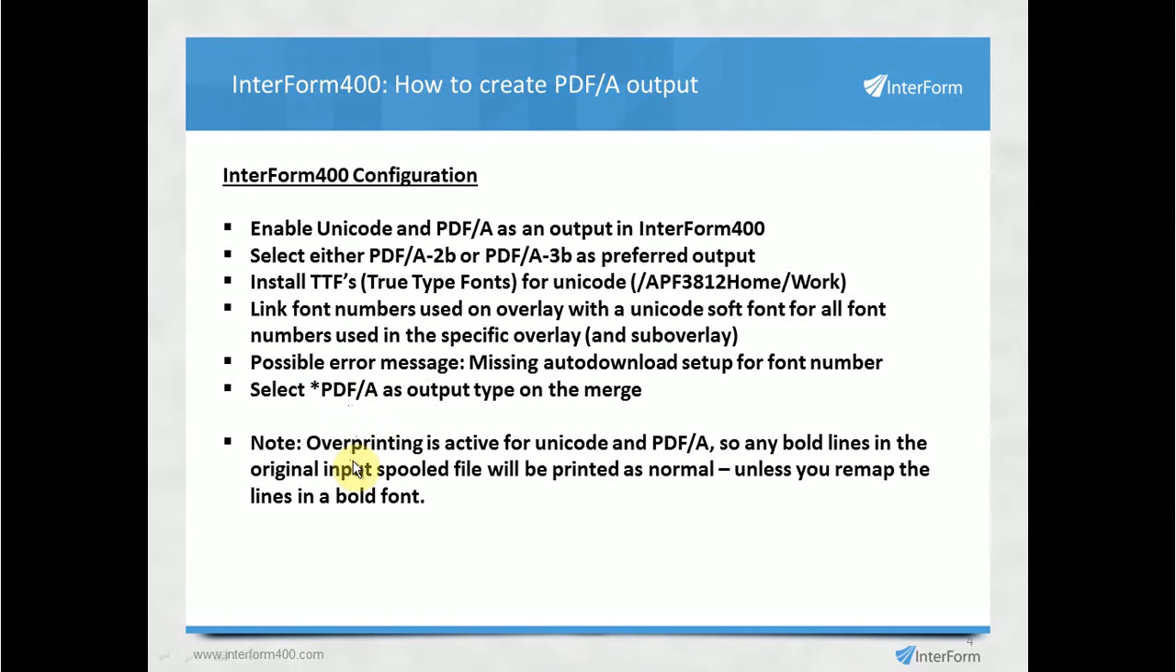A little note: when you create these PDF-A or also Unicode PDF files, then any overprinting that you may have defined in your initial input spool file, for instance for printing in bold, so that you can print something twice in order to make it bold, all of that information is lost when you create PDF-A or Unicode. So in order to keep the bold characters, you need to remap that text with a bold font.